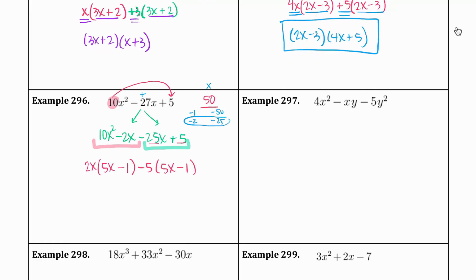Again, we know we did this correctly because this matches this. So I factor out the 5x minus 1. When I do that, I'm left with 2x minus 5.